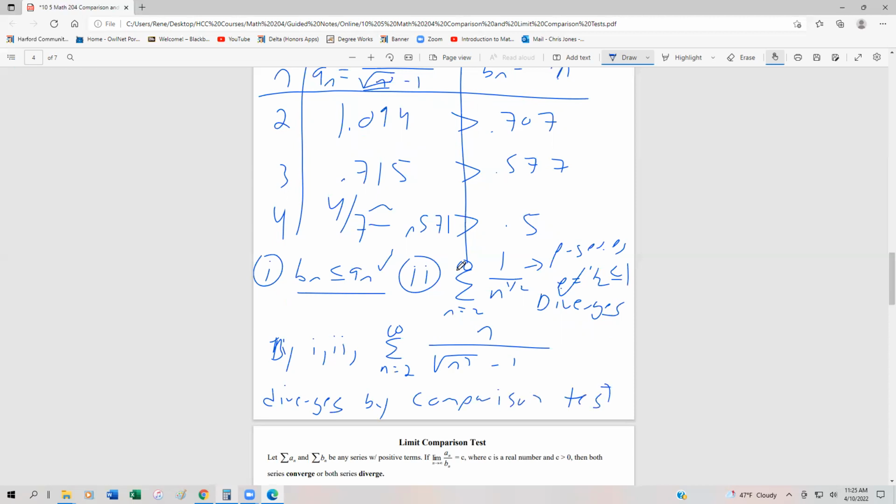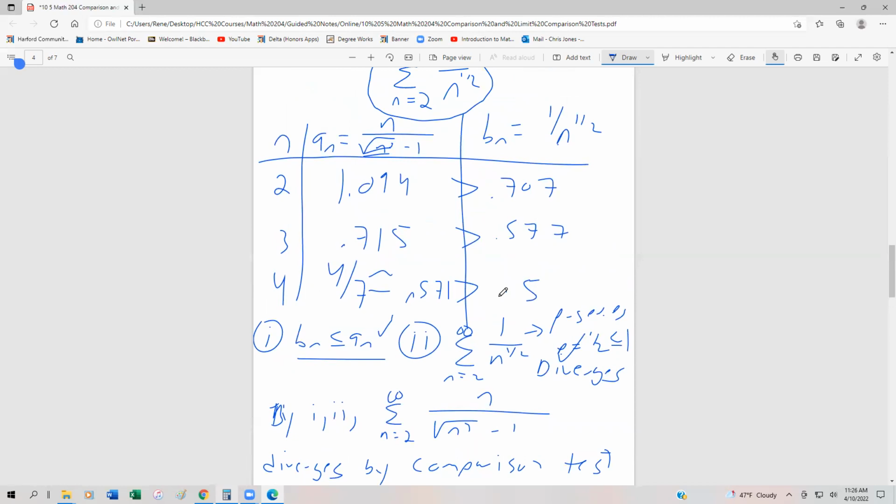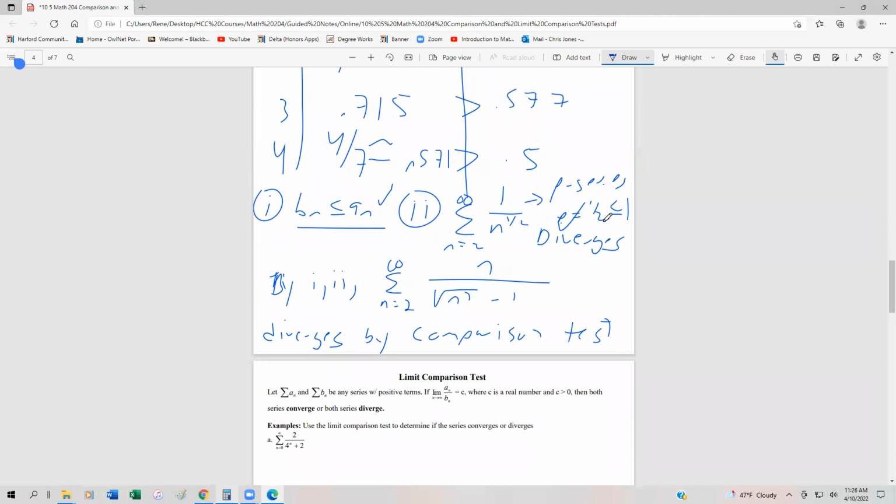Not too difficult, really, when we do this. Again, just some basic computations to make sure that maybe the first few terms follow either a sub n less than b sub n or b sub n less than a sub n. And then usually we have a really easy test to perform, like a p-series or a geometric series. Sometimes it might be a really basic integral test. And then we just use those results in tandem to determine if the series is convergent or divergent.